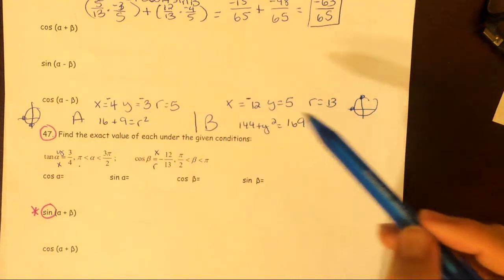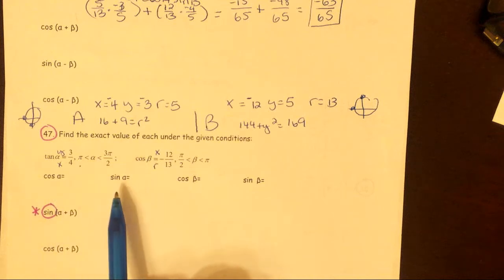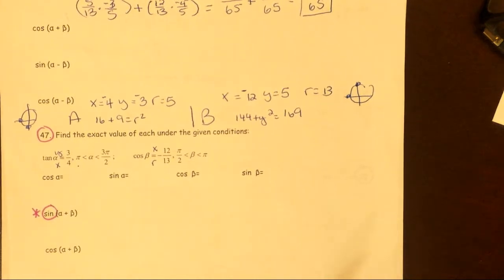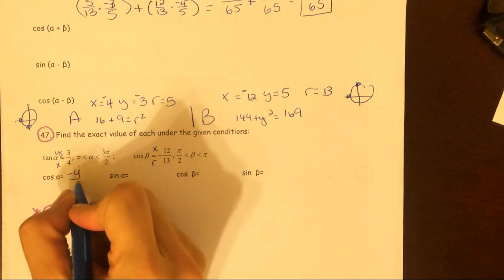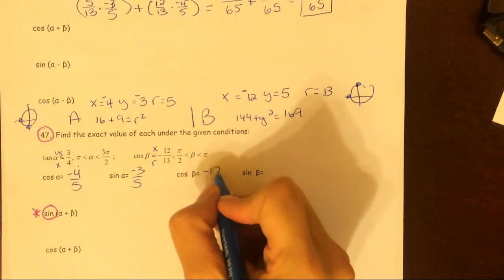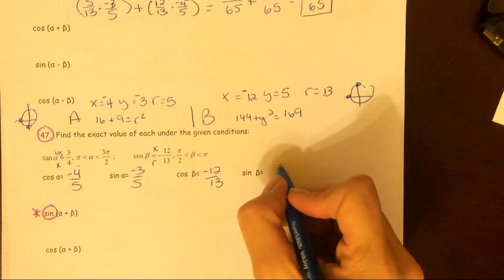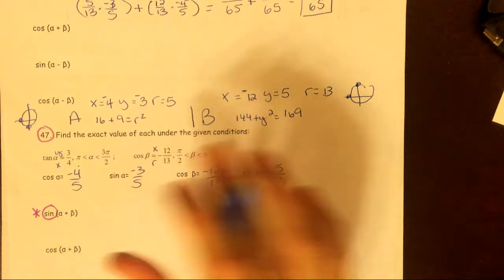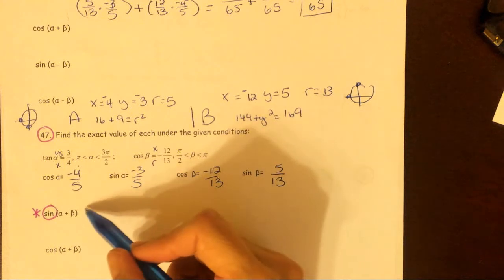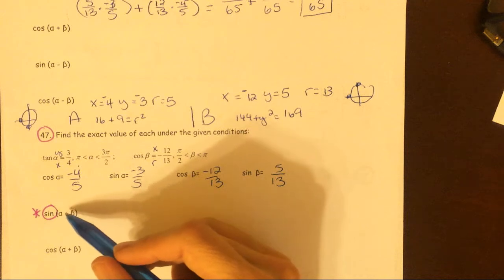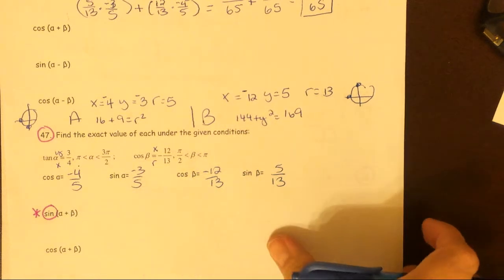Okay, so now that I have X, Y, and R, I can go find cosine A, sine A, cosine B, sine B. All right, go pause the video real quick and see if you can do it without me. So you should have got negative 4 over 5, negative 3 over 5, negative 12 over 13, and 5 over 13. All right, pause the video again. Go see if you can plug into your formula that we wrote down on the top to find sine A plus B.